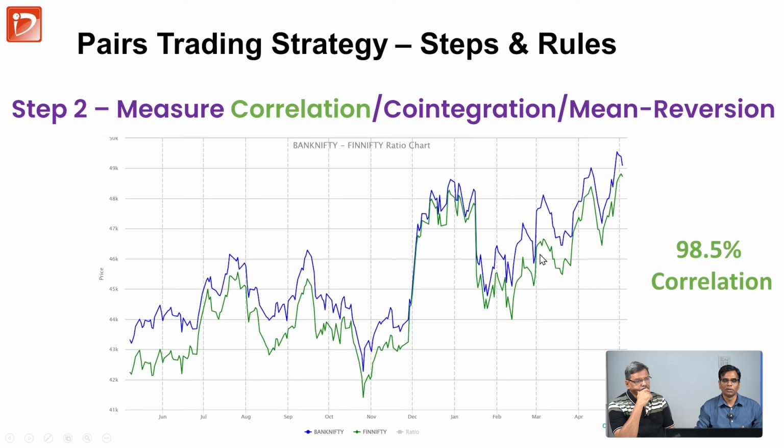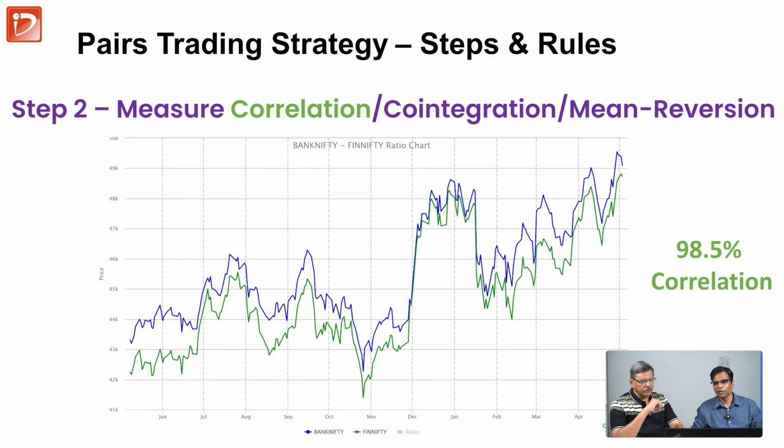Now let's look at this chart of Bank Nifty and Fin Nifty. Both are in the finance field, and they also share certain stocks. You can see their behavior is pretty much the same. Maybe slight variations here and there, but you can see they have 98.5% correlation. We know that they are going to move in the same direction, either upwards or downwards or sideways.